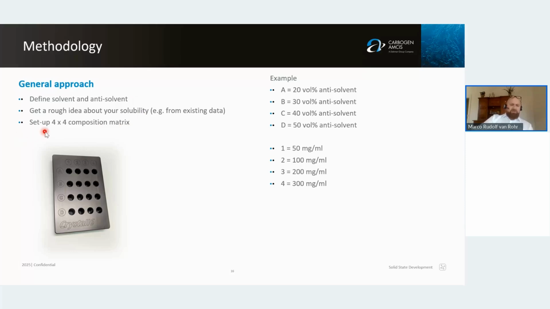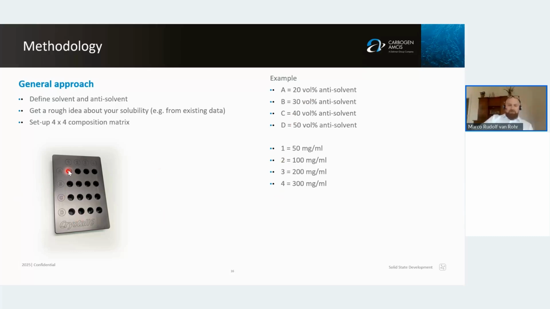The next step is to set up a 4x4 composition matrix. This is a vial tray, so you get it delivered with the Crystal16. For example, you can say, okay, I have always the same composition of solvents in row A, 20% anti-solvent, then 30, 40, 50 for the other rows for different compositions.